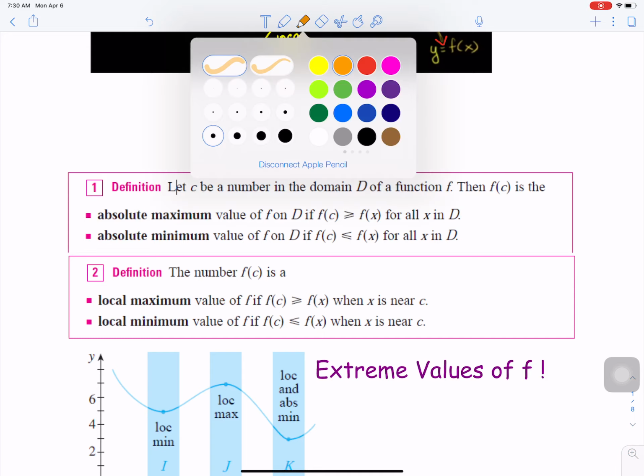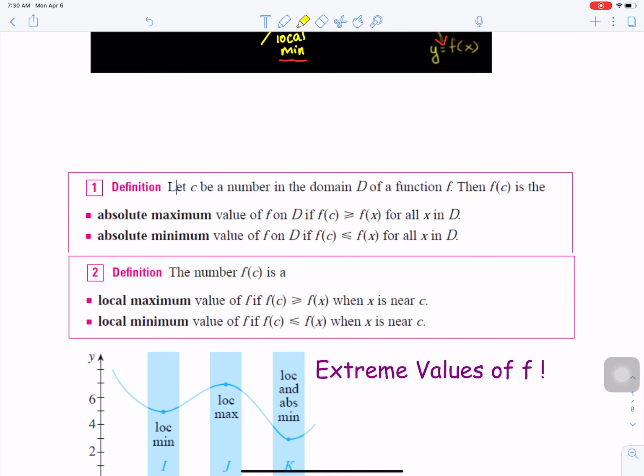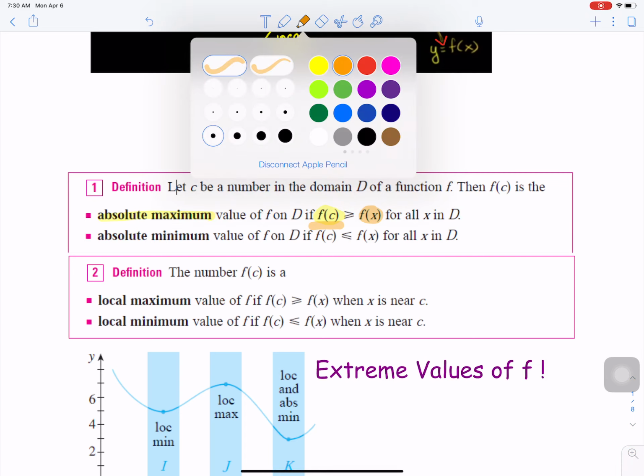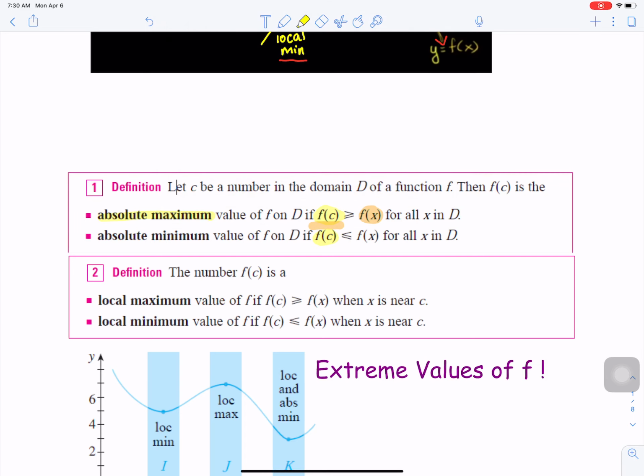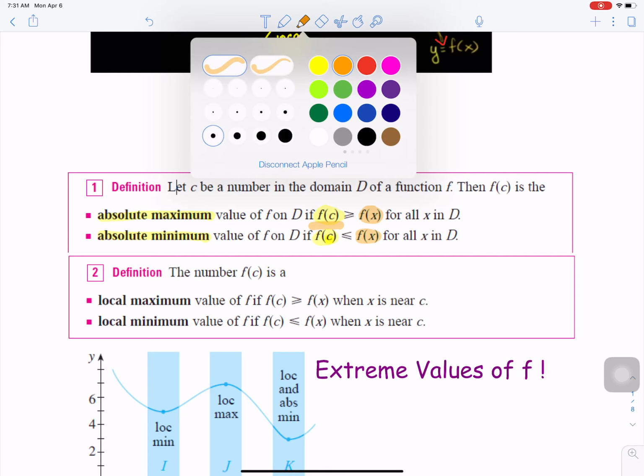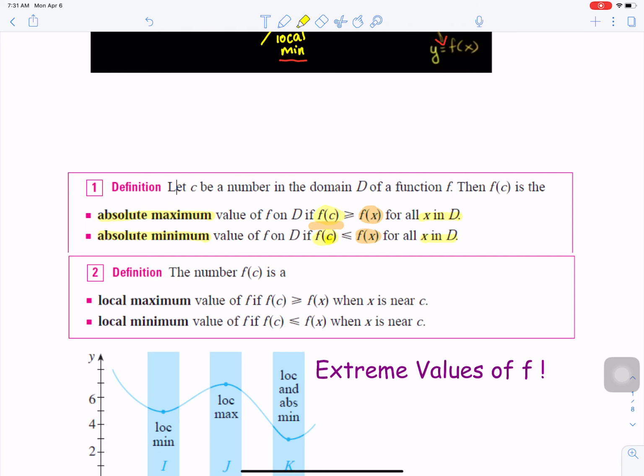Now, an absolute max will be the absolute max if that y-coordinate, the y-coordinate of that maximum, is higher than any other y-coordinate for that function. So the f of c, which is the point I'm trying to decide if it's my absolute max or min, has to be the highest point in the entire graph. Likewise, my f of c for an absolute min has to be smaller than all other points on the graph. And when we're referring to all other points, that means points in the domain of the function.